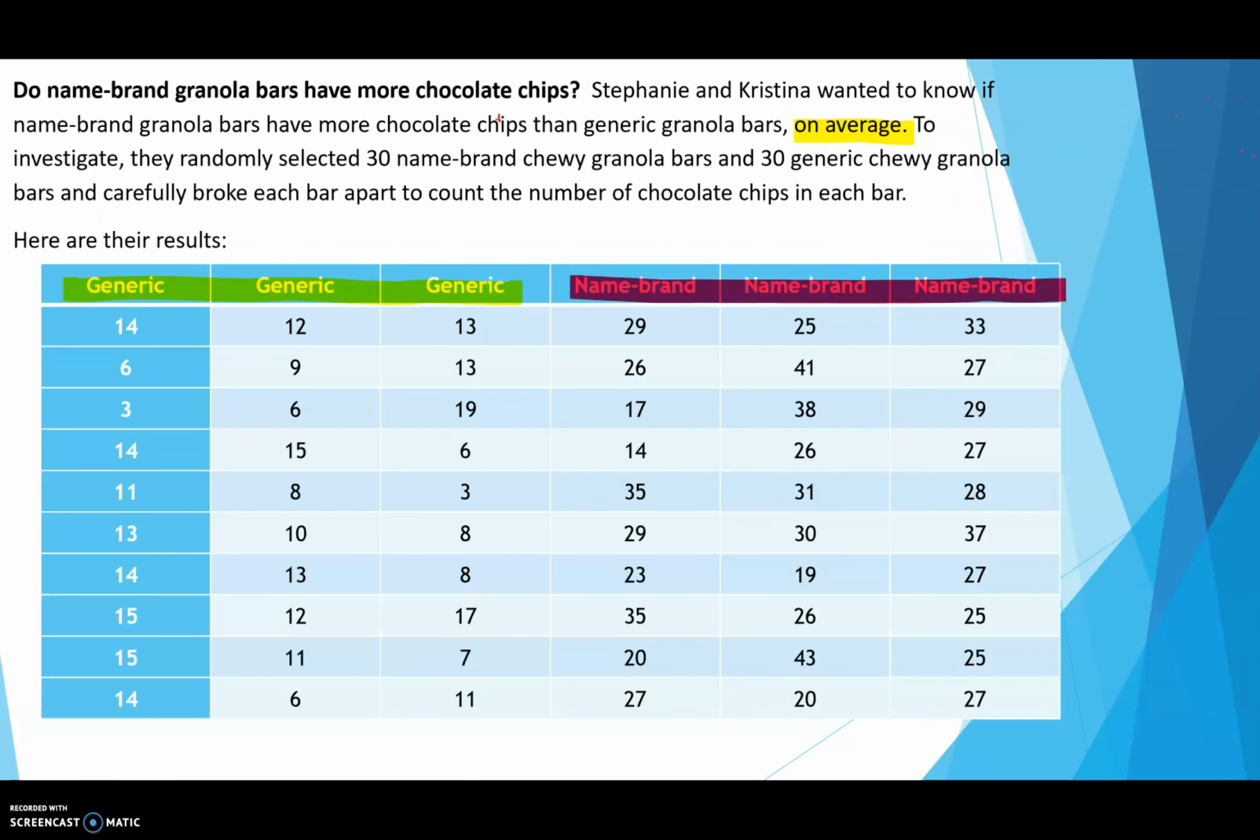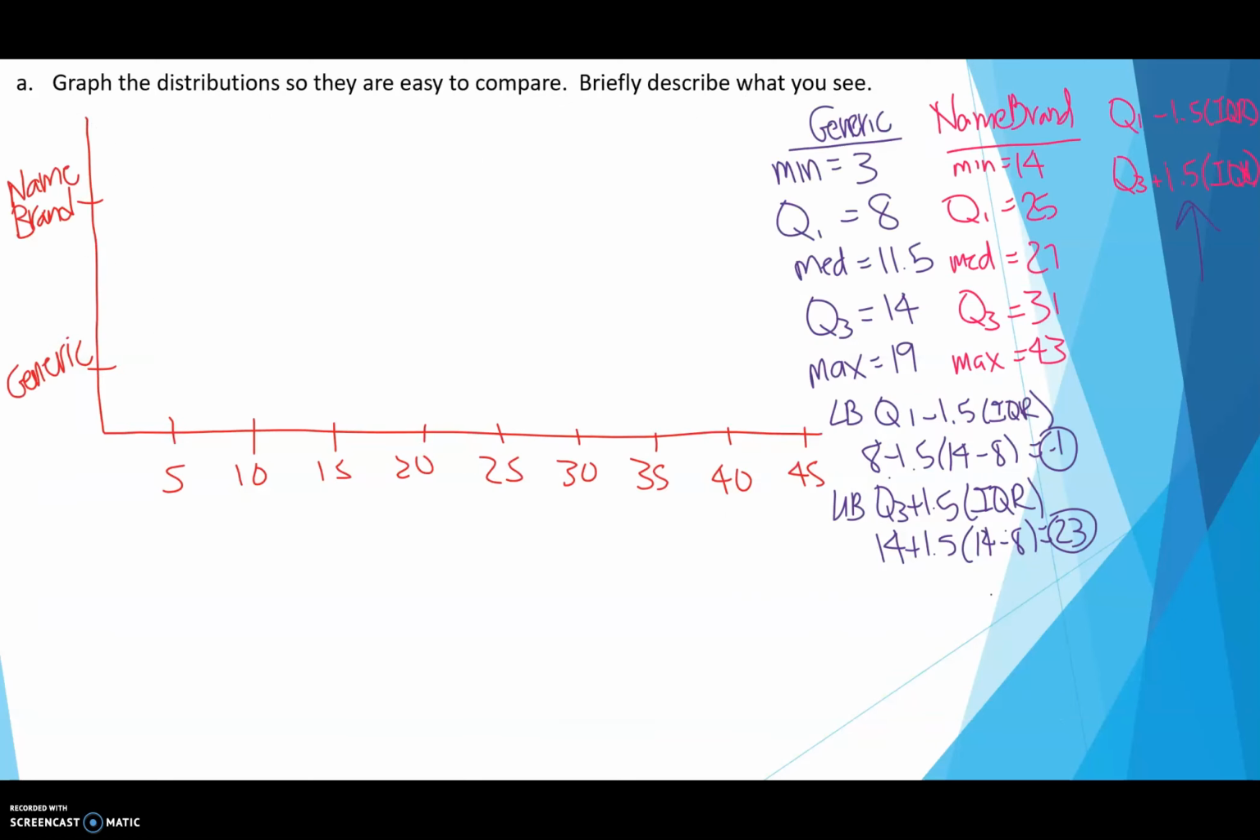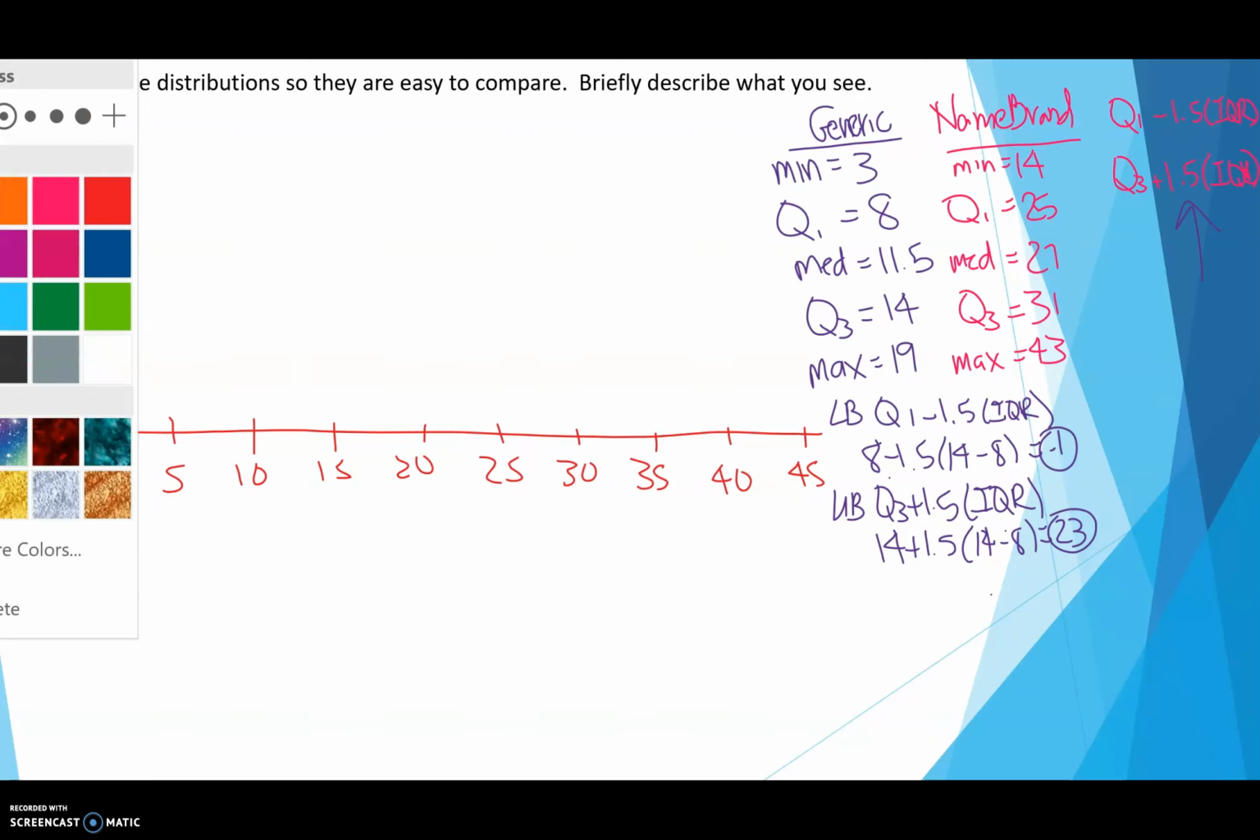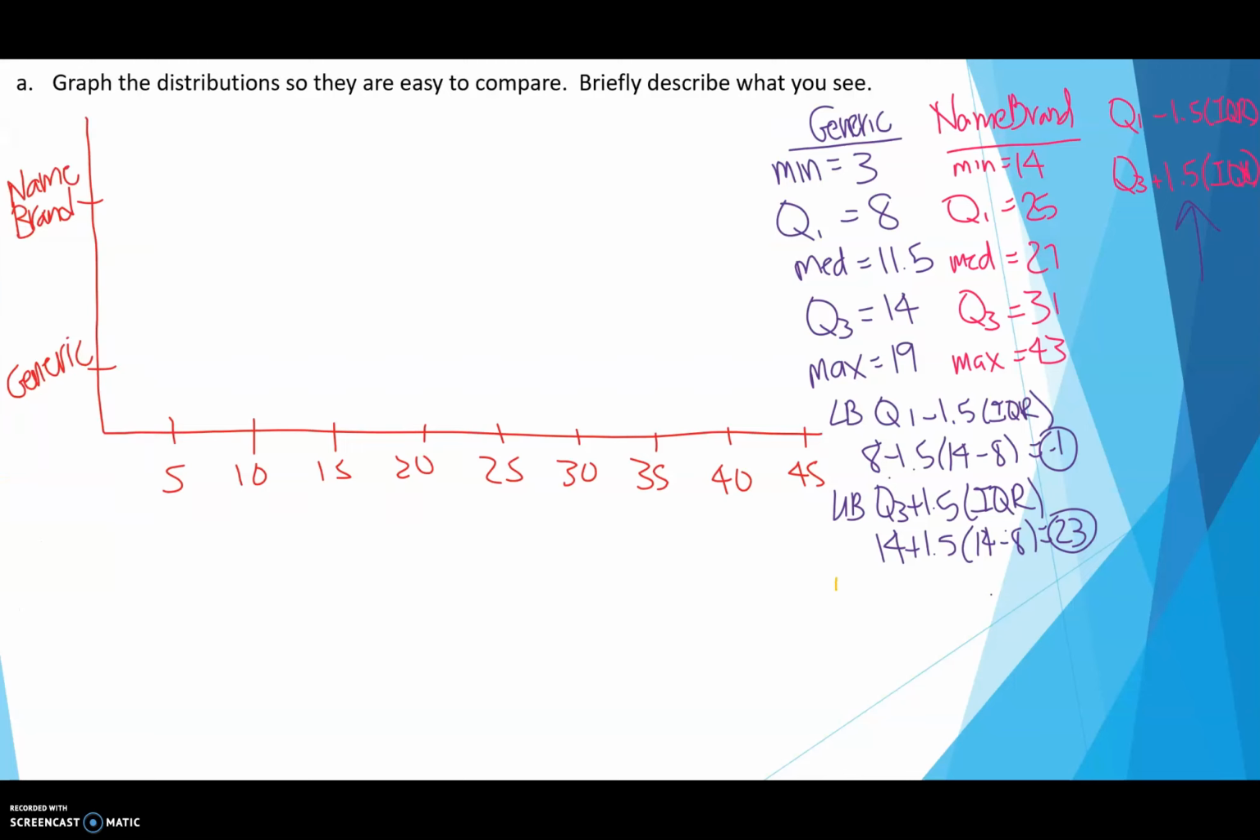And I'm gonna look in the generic brand. I know I didn't have negative chocolate chips, so I think I'm good there. Okay, so I'm just going through, and I don't have anything above 23. All right, so I have no outliers here. None, not one. No outliers. Okay.